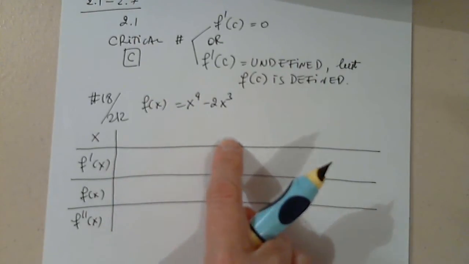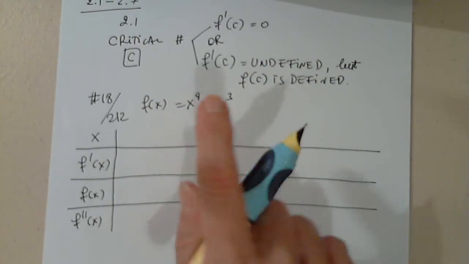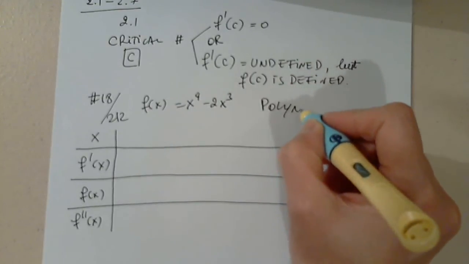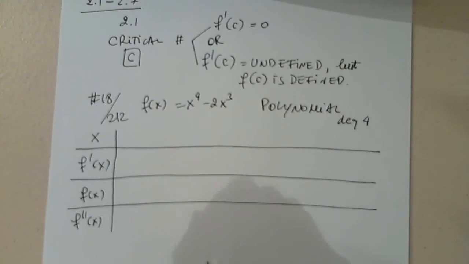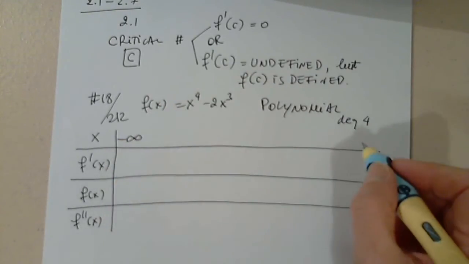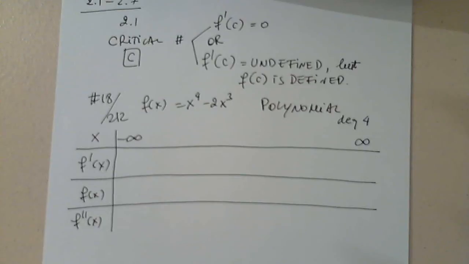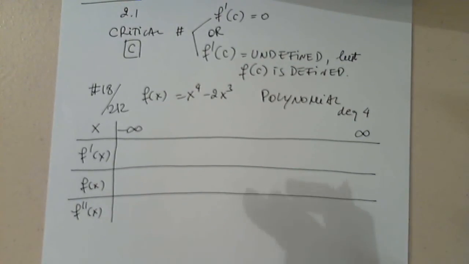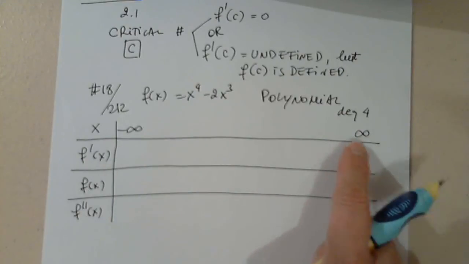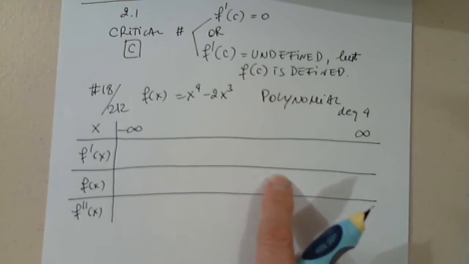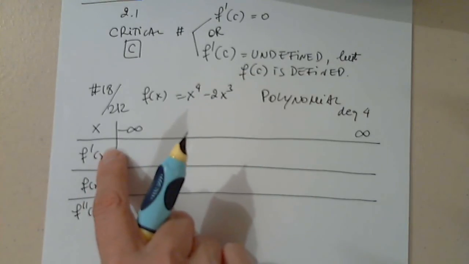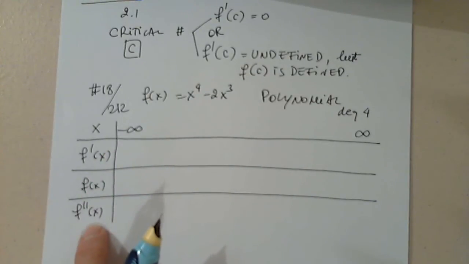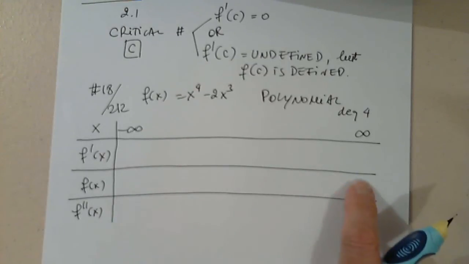So first of all, right here, I'm going to present the domain. Well, this is a polynomial function, and it's degree 4. All polynomial functions are defined everywhere. So the domain of this function is everything. And then, as the second step after domain, I'm going to try to find whatever I can about the function. The function is in the middle, the first derivative at the top and the second derivative at the bottom. So what can I find about the function?